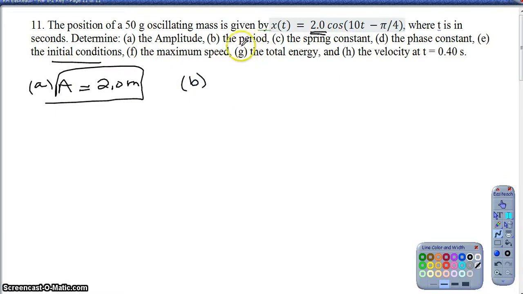Same type of thing for the period. So the period, we know, comes from the inside of the function. So ignoring the phase shift, the phase constant, we're just going to look at this part of the function.